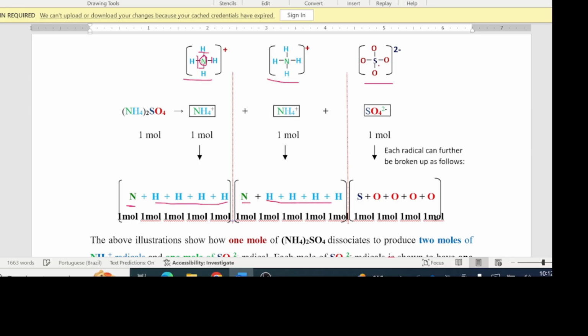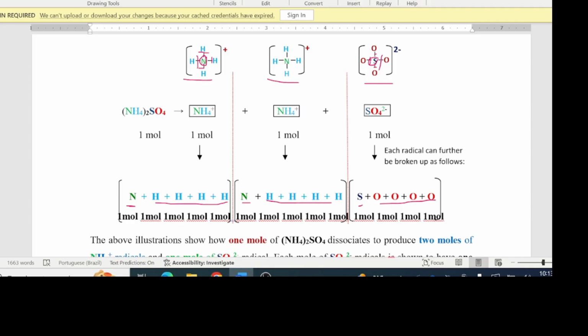If I have a mole of this one now and I chop it up there, okay, what do you have? I'd have 1 mole of sulfur here, all right, and these 4 moles of oxygen. So sulfur and 4 moles of oxygen here. So totally what we have: if you say that we have 2 moles of nitrogen, you're fine. You say we have 8 moles of hydrogen, these 4 here and these 4 here, you're right. 1 mole of sulfur and 4 moles of oxygen.